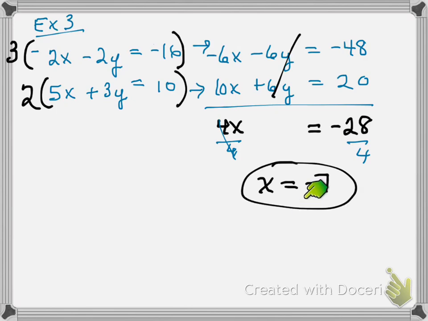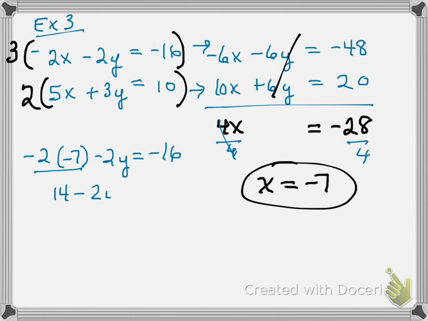So I'm going to take this value that I figured out for x, and plug it either back into this one or this one. It doesn't matter, whichever one you would prefer. I guess I'll use the top one since the number's a little bit smaller. Negative 2 times negative 7 minus 2y equals negative 16. So negative 2 times negative 7 would be a positive 14.